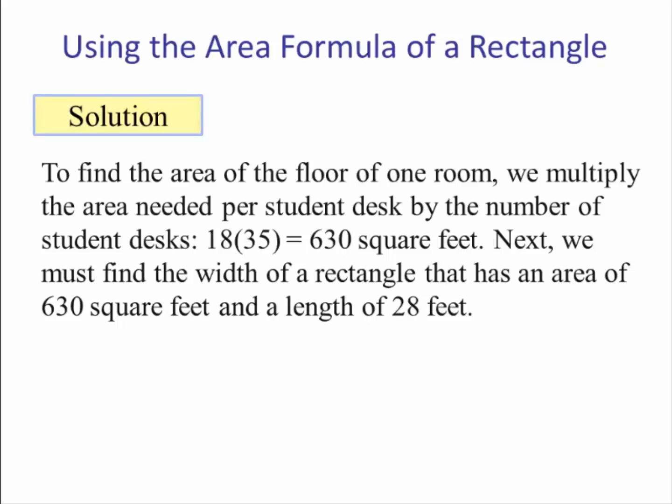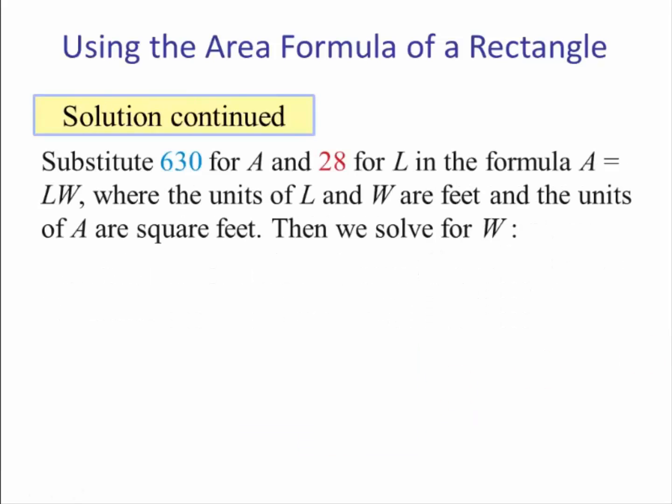It's a good idea to go ahead and draw a picture. So this area here is 630 square feet. The length is 28 feet. We need to find W. So we take the formula A equals L times W, and we substitute the two values that we know. And then we solve for W.